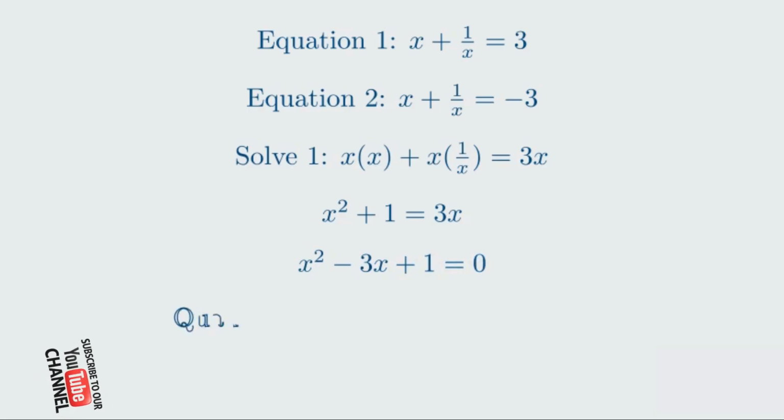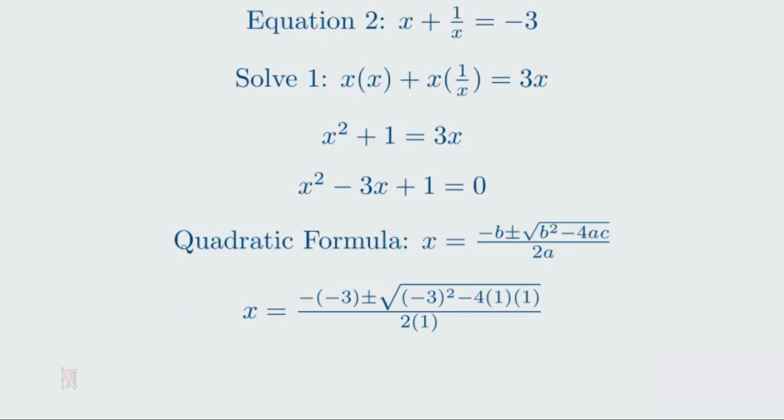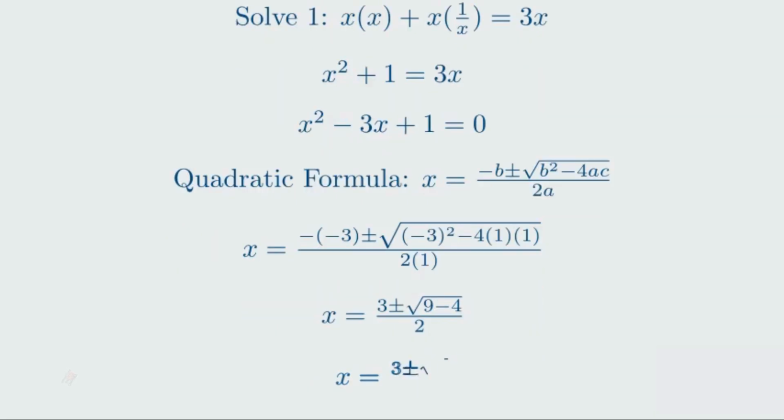This quadratic equation doesn't factor easily, so we'll use the quadratic formula. x equals negative b plus or minus the square root of b squared minus 4ac, all divided by 2a. Plugging in our values, a equals 1, b equals negative 3, and c equals 1, we get x equals 3 plus or minus the square root of 5, all divided by 2. This gives us two real solutions for x.